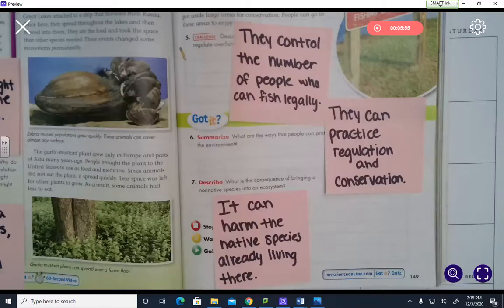So for instance, if I take a certain berry bush and bring it into a forest, and this berry bush is not native to the forest, and these woodland animals start eating the berries off the bush, then what would happen if, let me try this real quick.